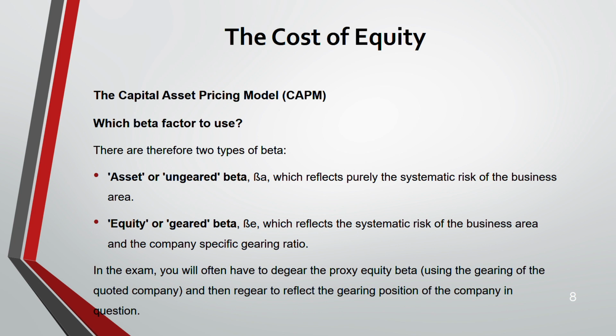See, when you are using the proxy equity beta from a similar company, they will have different asset beta and equity beta. Their gearing will be different, their business risk might be different. De-gear means remove their gearing effect from that equity beta, and when you bring it to your company, adjust it with your gearing ratio. That is known as re-gear. And then the equity beta that you get, that is the one you have to use.